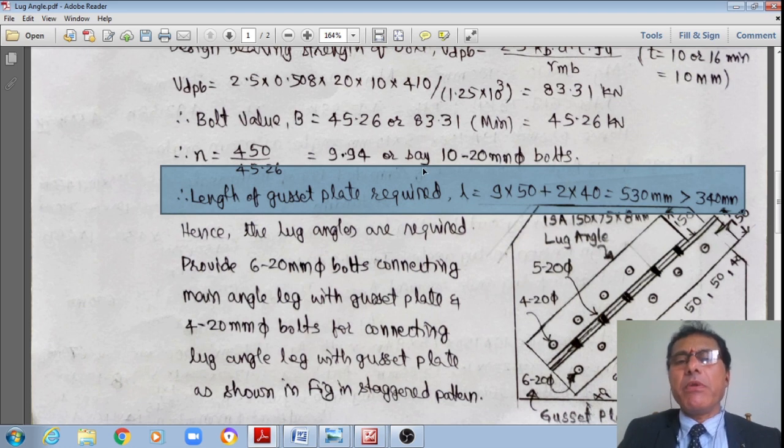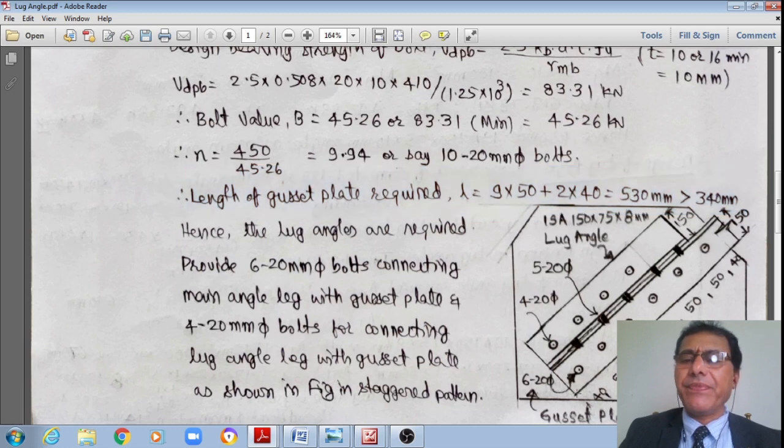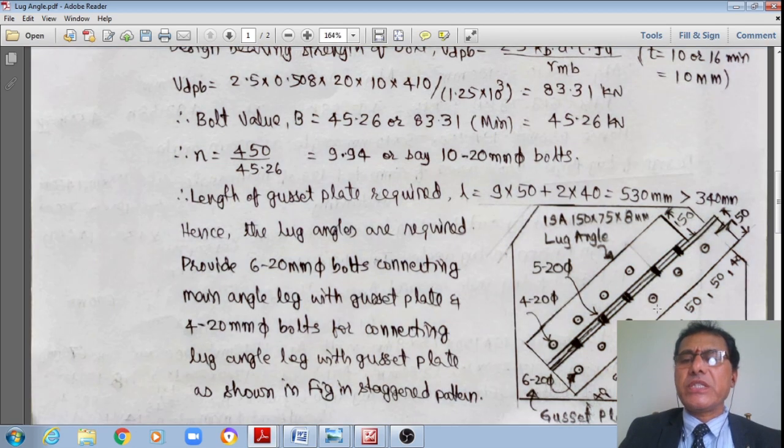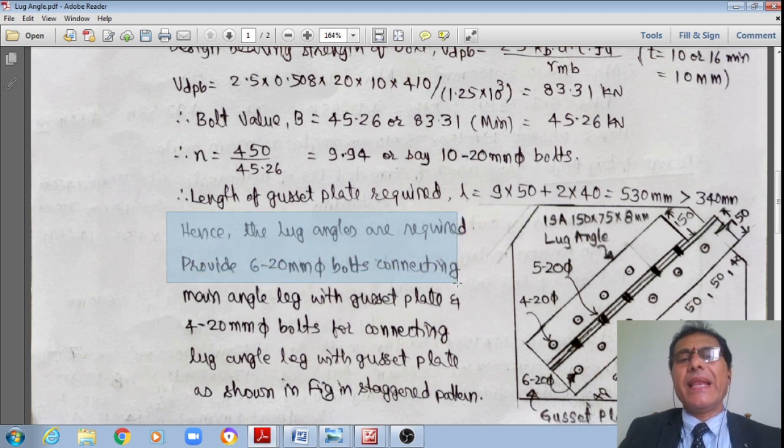But in the problem, it is given that the length of the connection or of the gusset plate should not be more than 340 mm, student. Therefore, it is not okay. This length cannot be more than 340 mm. Now, if that is a restriction, there is no other option but to design for a lug angle. Therefore, I am concluding that hence, design or provide a lug angle. It is a compulsion now. It is a must.